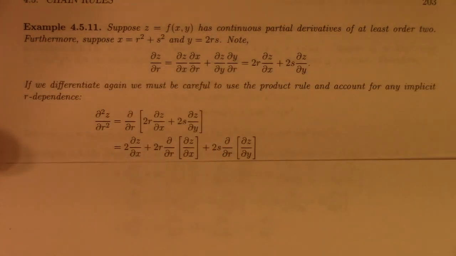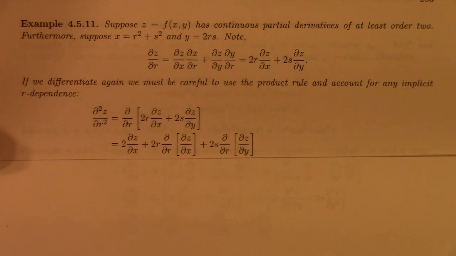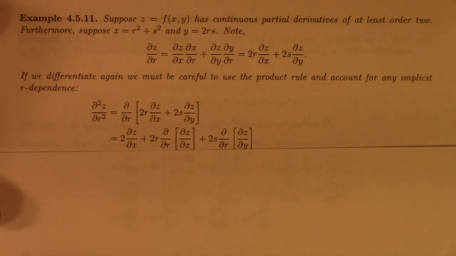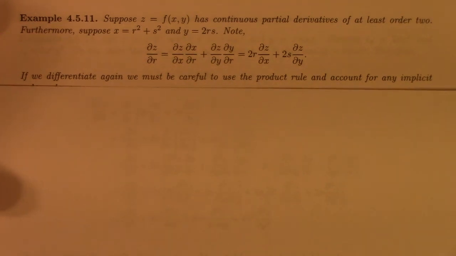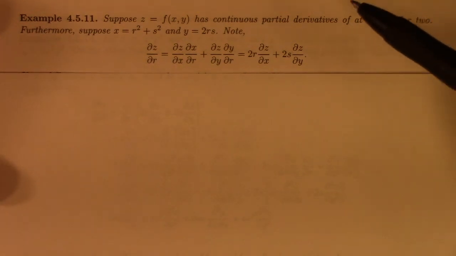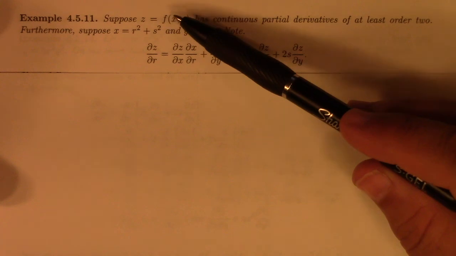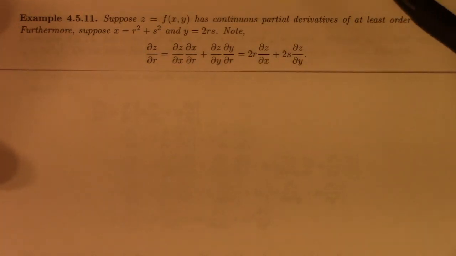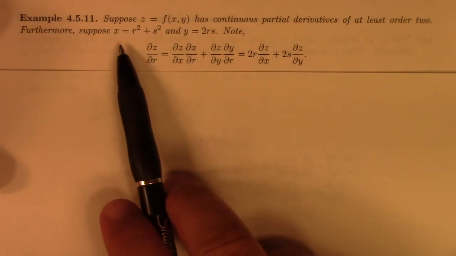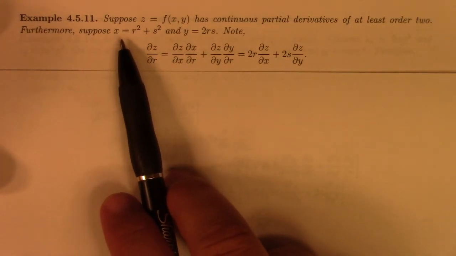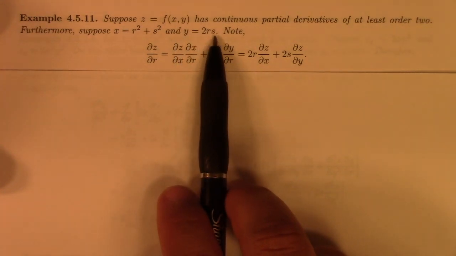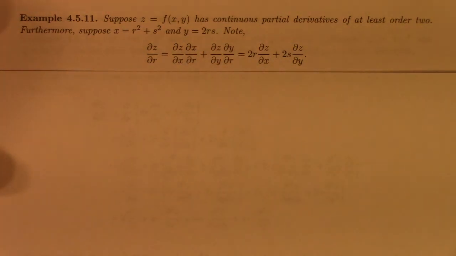Let's see here. Next example. So here I look at a function. It looks like I haven't told us what the function is. z is a function of x and y. It has continuous partial derivatives at least order 2. And I tell us that the intermediate variable x is equal to r squared plus s squared, and the intermediate variable y is 2rs.